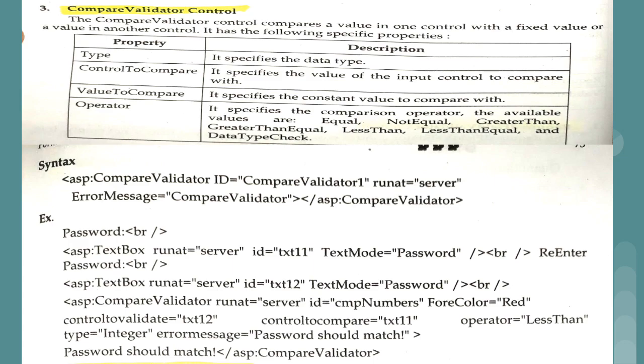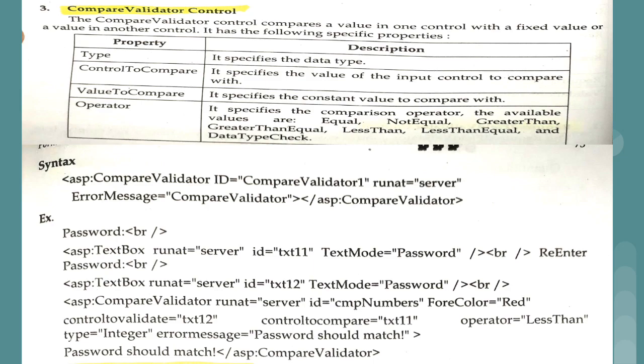Control to compare means, if you have two text boxes, just see the example. First the password we have to enter. For that we have txt11 as a text box. After that we have one more label, re-enter password, and again we have taken one text box whose id is txt12. So in txt12 you will re-enter the password. We want to compare txt12 with txt11.